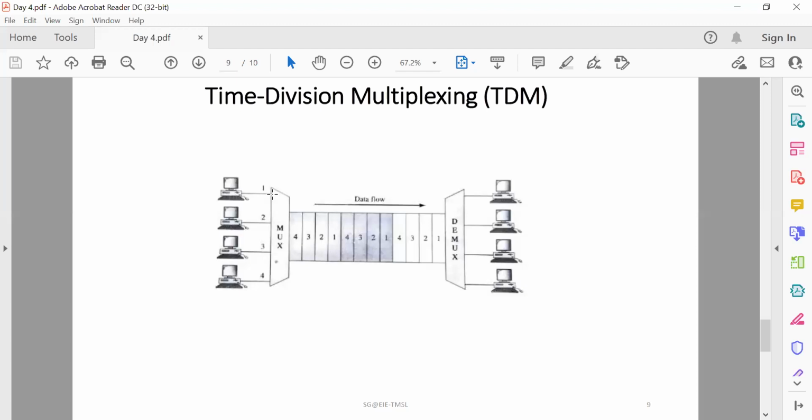And here we also need to remember that the TDM technique is a digital multiplexing technique. So digital data from different sources are combined into one time-shared link. That doesn't mean that the source cannot produce analog data. Analog data can be sampled, changed to digital data, and then multiplexed using this TDM technique.